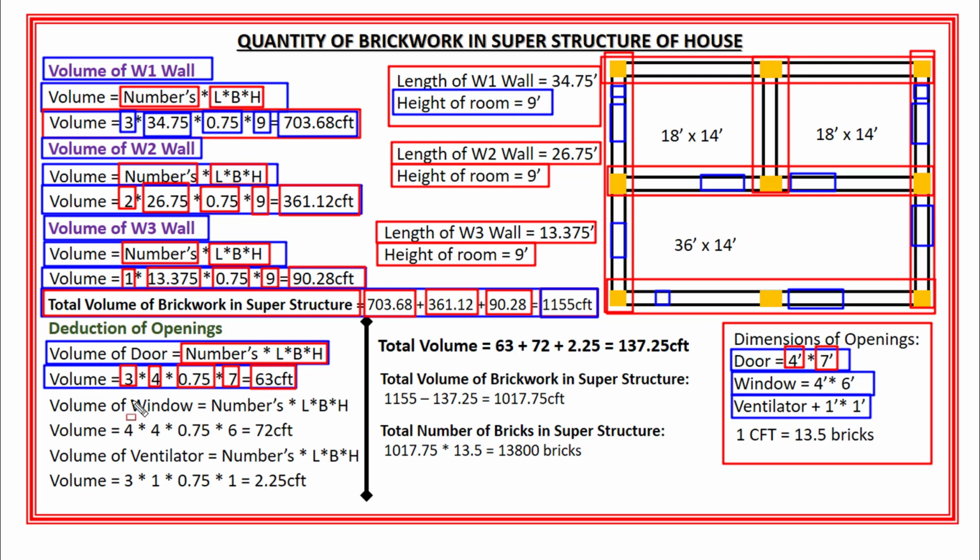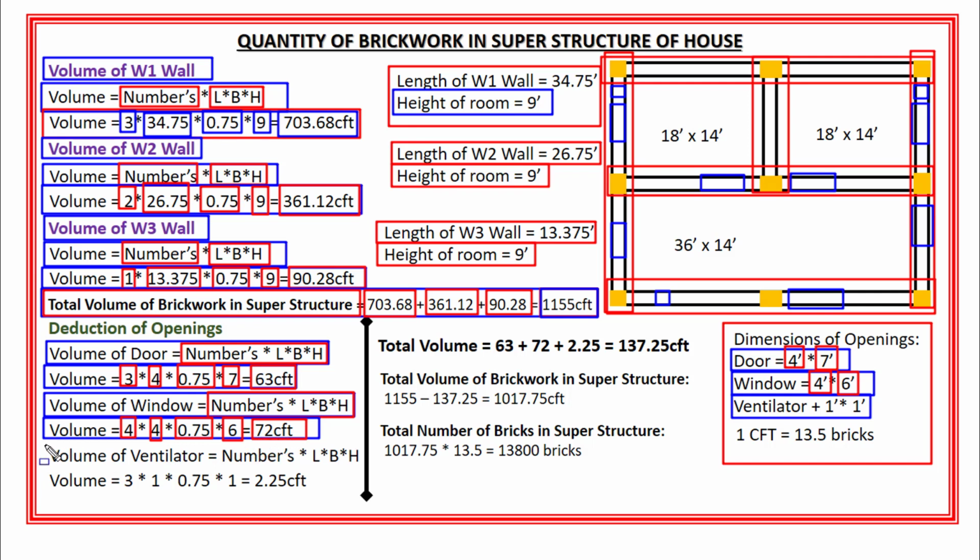Okay. Next is the volume of windows. So the volume of window is equal to numbers into length into width into height. Here I have got 4 number of windows in this house. The length of window is 4 feet. Width of window will be same as the width of wall, which is 0.75 feet. And the height of window is 6 feet. Okay. So the volume of 4 windows is equal to 4 multiplied by 4 multiplied by 0.75 multiplied by 6. And the total volume of 4 windows will become 72 cubic feet.